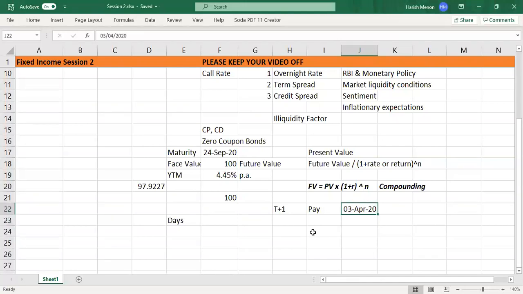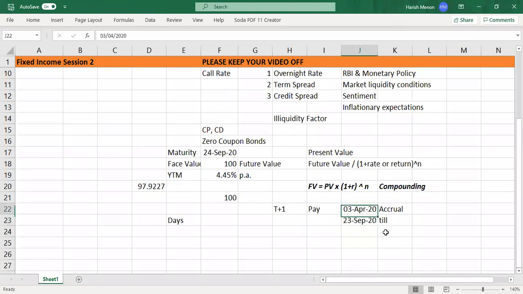On 3rd April you pay. The moment you pay, you will start getting your interest from that day. So your accrual, again a jargon, starts from 3rd April. Until what day? When is the maturity? 24th September. When the government gives you the money back on 24th September, it will give you the interest till 23rd September. It will not give you 24th's interest because repayment is on 24th. So interest will be till 23rd.